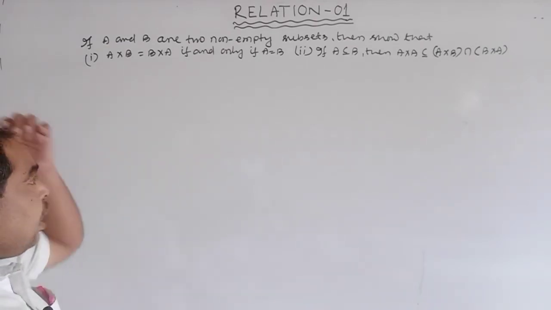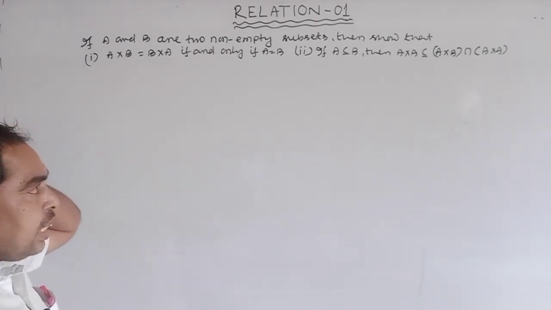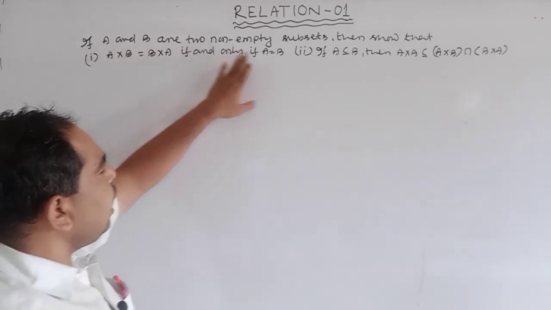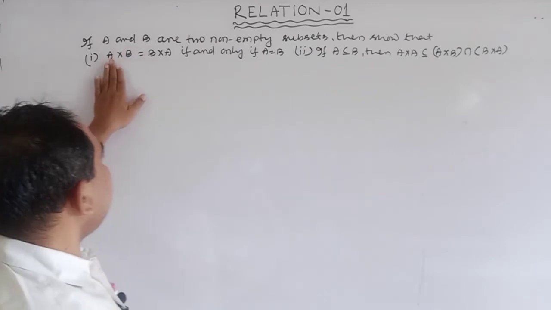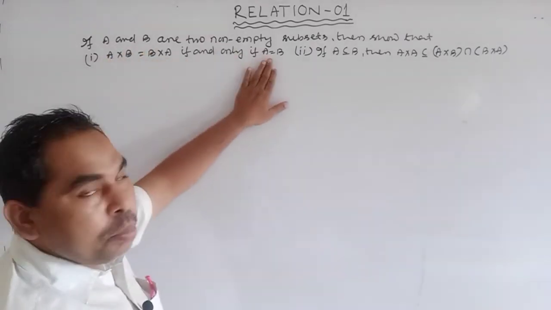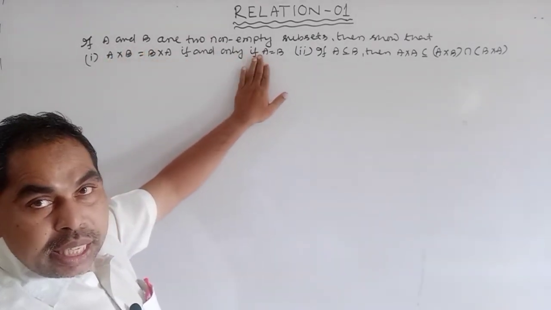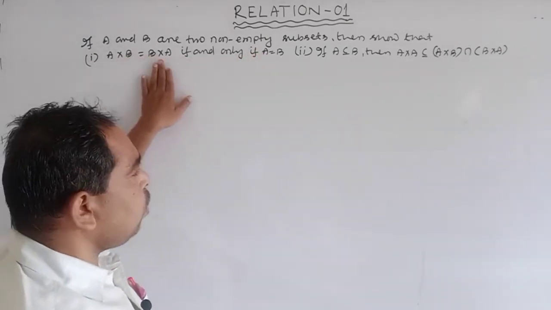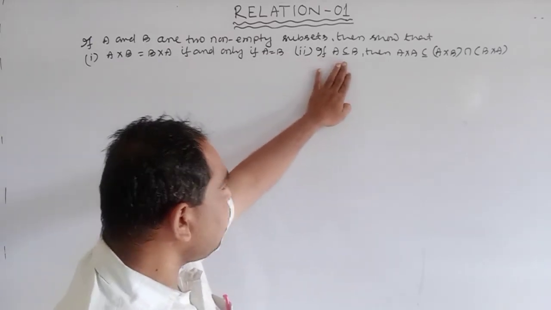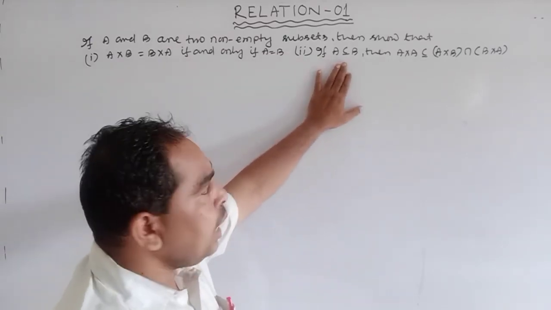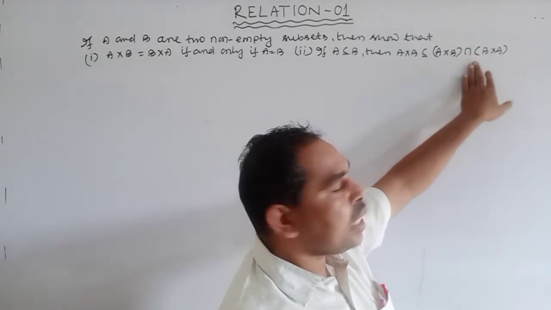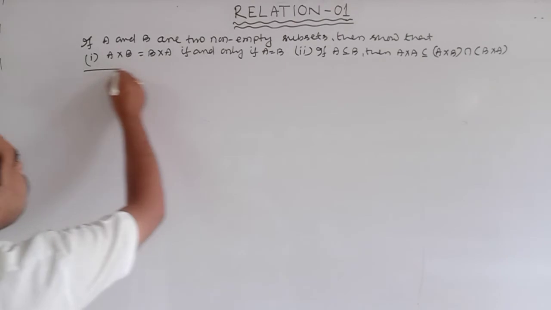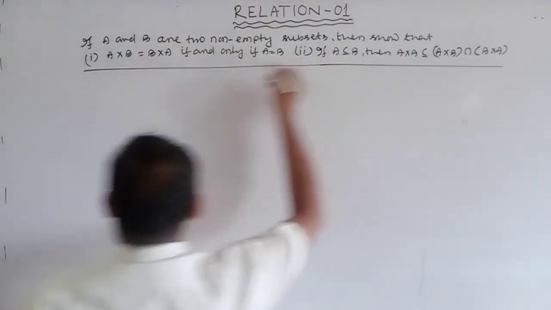If A and B are two non-empty sets, then show that A into B is equal to B into A if and only if A is equal to B. That means if A into B is equal to B into A, then we prove A is equal to B. Again, if A is equal to B, then we need to show that A into B is equal to B into A. Next, if A is a subset of B, then A into A is a subset of A into B intersection B into A. So let us prove question number 1.